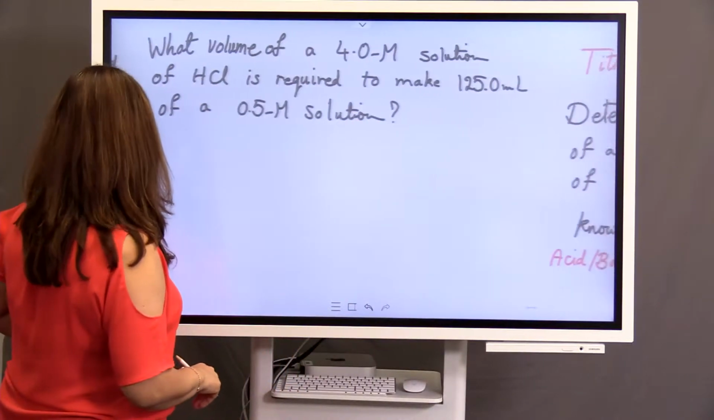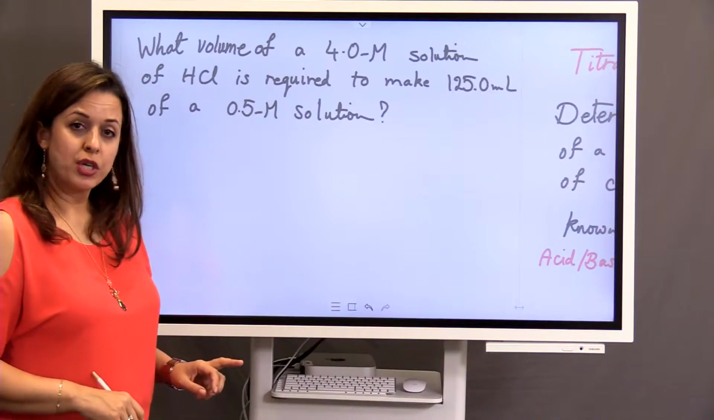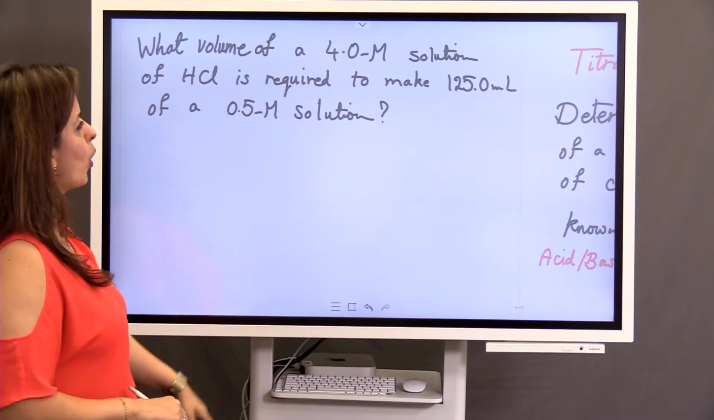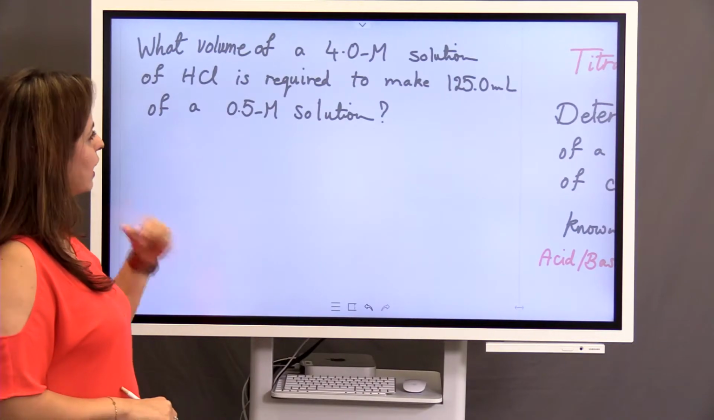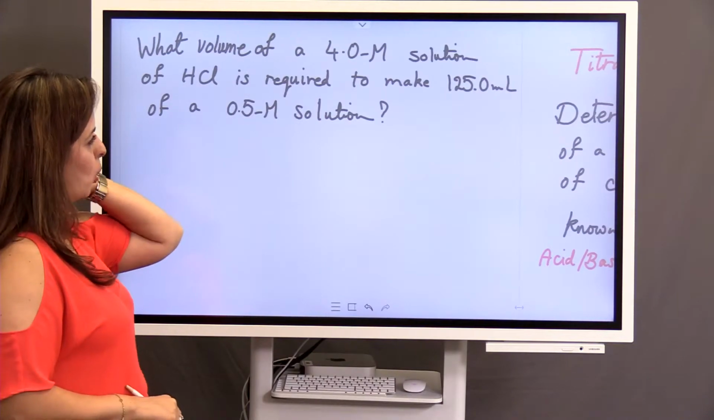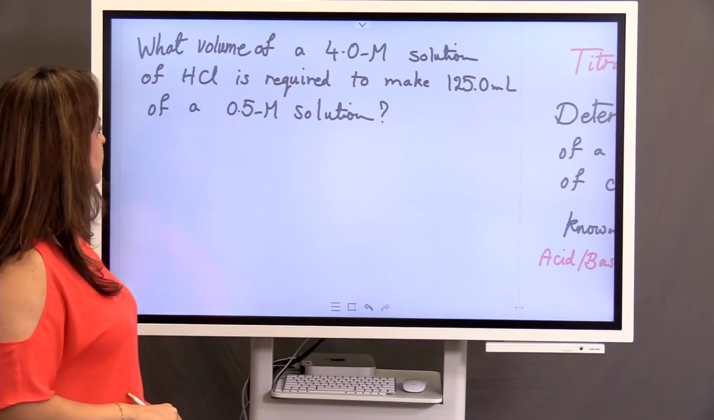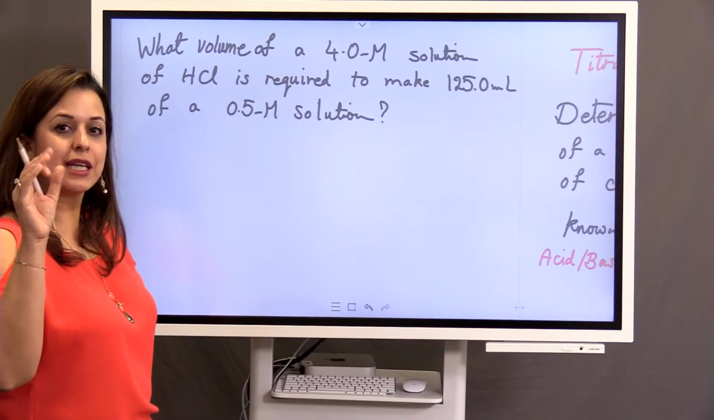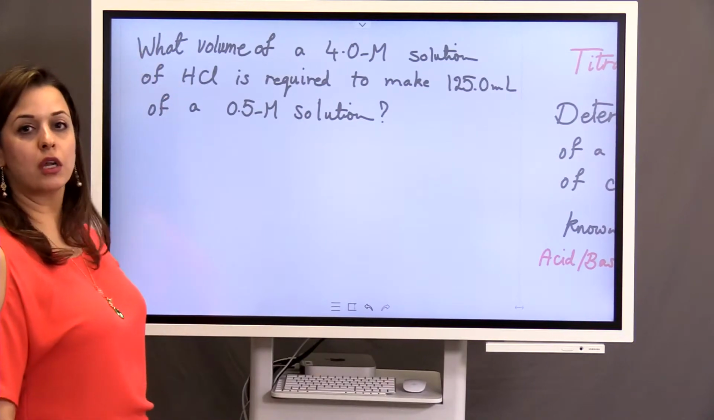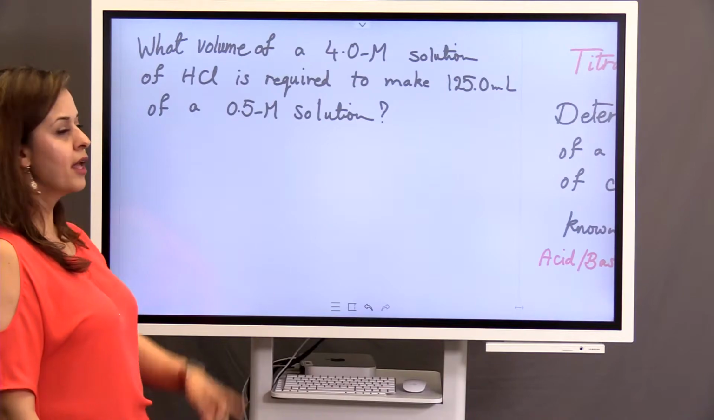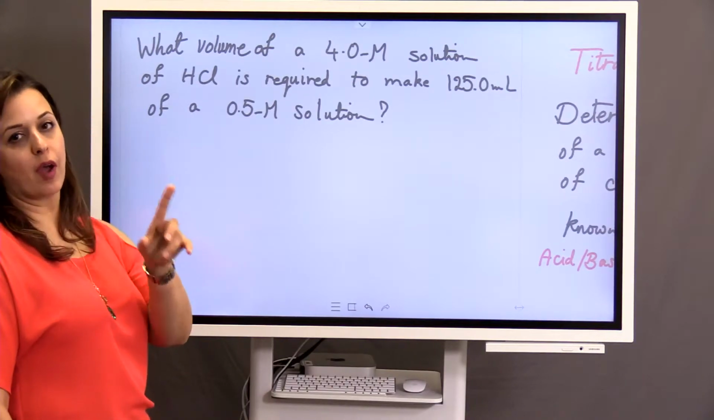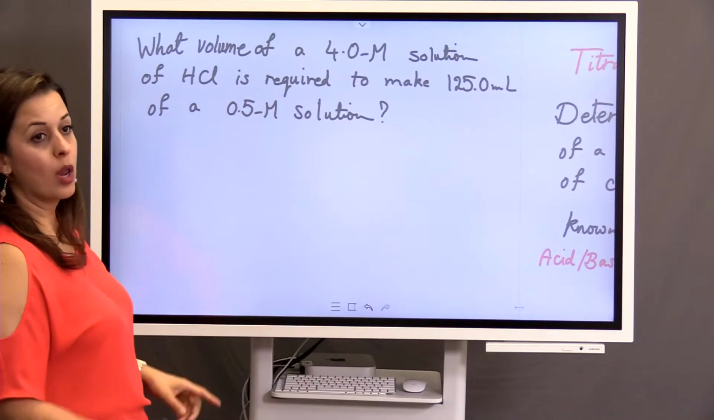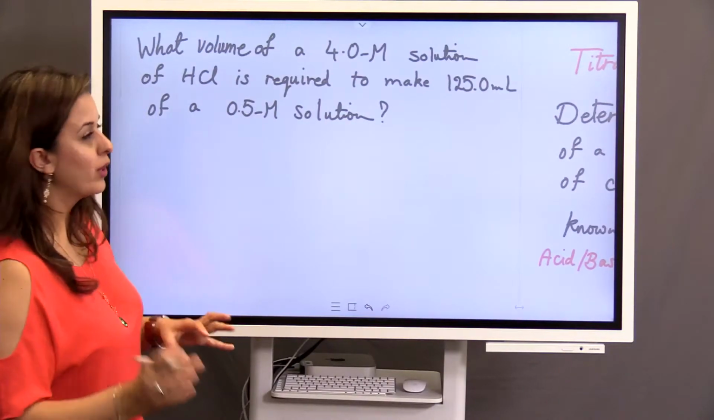Alright, so let's work on a dilution question. What volume of a 4 molar solution of hydrochloric acid is required to make 125 milliliters of a 0.5 molar solution? What are the hints that show this is a dilution question? First of all, we're talking about one type of chemical. What is that? HCl. Second of all, let's write down what we have and what we need.